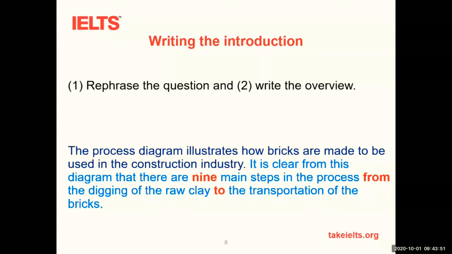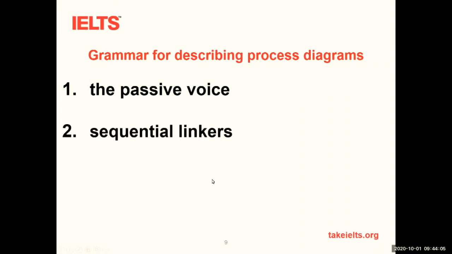So let's move on to the meat of this, which is the grammar for describing process diagrams. Okay, so the 3 areas we're going to look at are the passive voice, sequential linkers, and relative clauses. Okay, so first of all, why do you think we use the passive voice? Why do we use the passive for process diagrams? Please put in your ideas in the chat box.